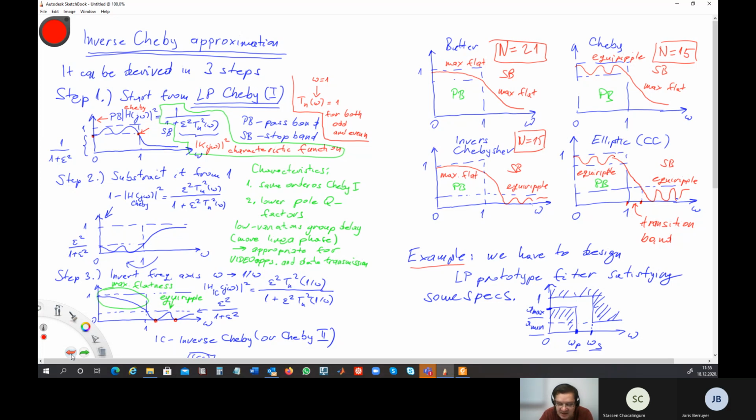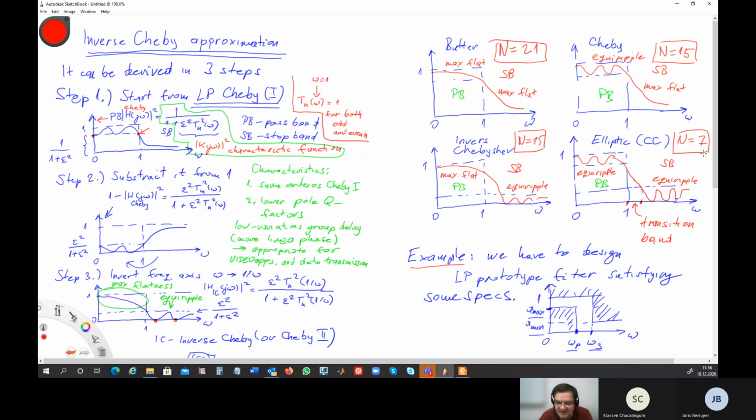But the order is the same. We have maximum flatness in the passband, we have some ripple in the stopband, and because of giving some ripple in the passband or in the stopband, we have reduced the order from 21 to 15, which is very good. But now we decided to put a ripple both in the passband and in the stopband, and we have to calculate it somehow, and people found that it is very efficient if you use elliptic integrals to calculate it, and then they said, aha, this filter is very, very efficient, and we obtained the order of this filter, for example, n is equal to 7.